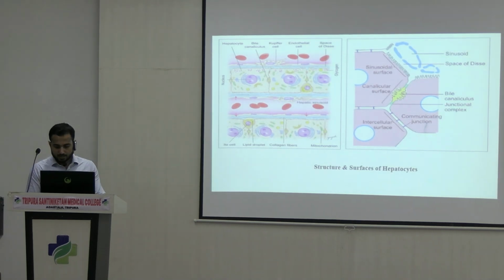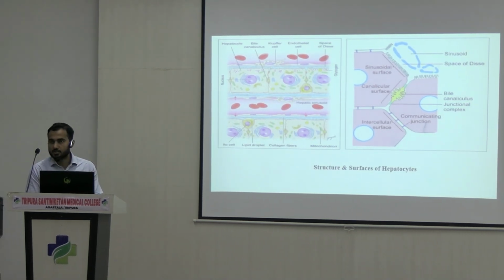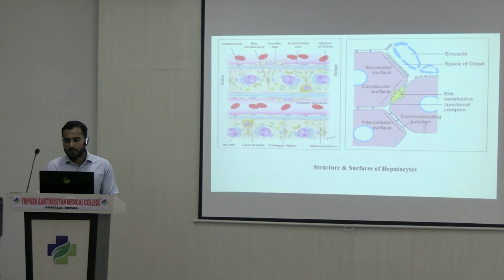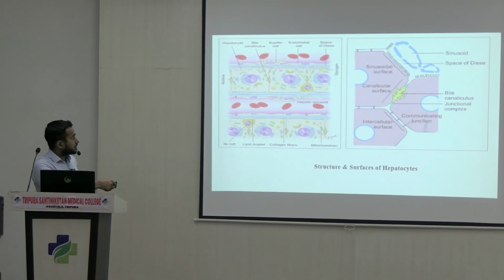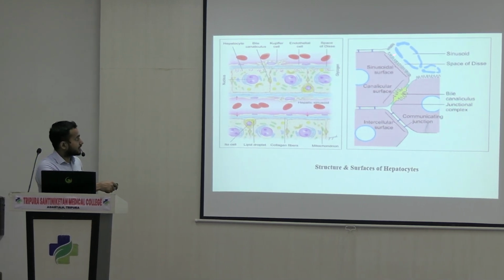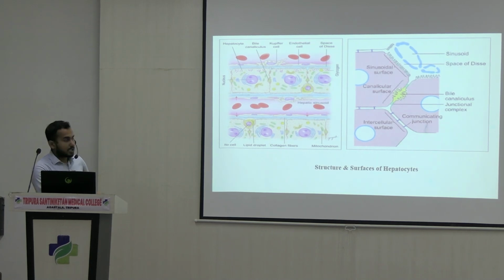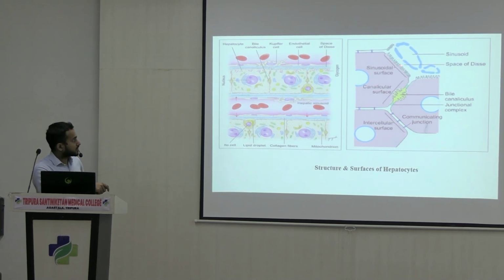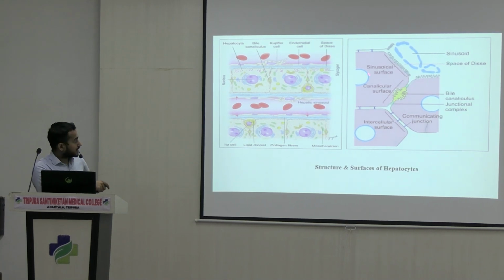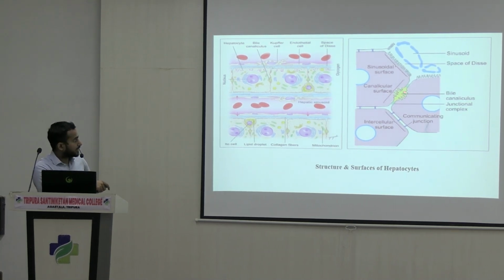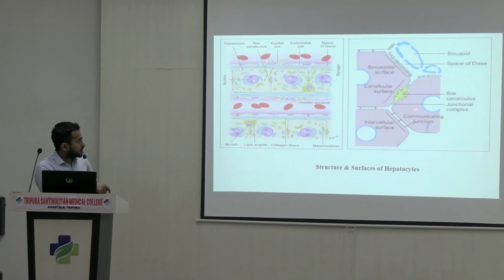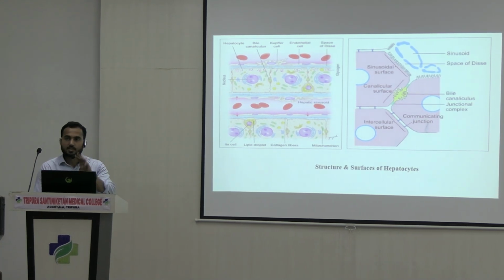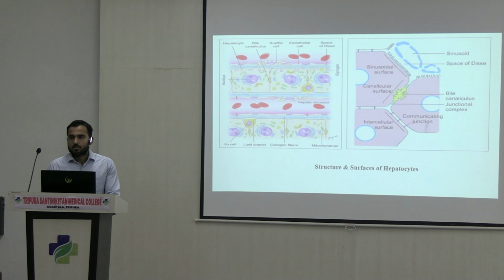Now this is the diagram. In this diagram you can see the surfaces of the hepatocytes. Can you see the sinusoidal surface? See, this is the sinusoidal surface. See the microvilli, how they are projecting into the space of Disse. Next, this is the canalicular surface, which is also forming the wall of the canaliculus. And next, this is the intercellular surface, which is facing the adjacent hepatocytes. Like this, we have three surfaces of the hepatocytes.